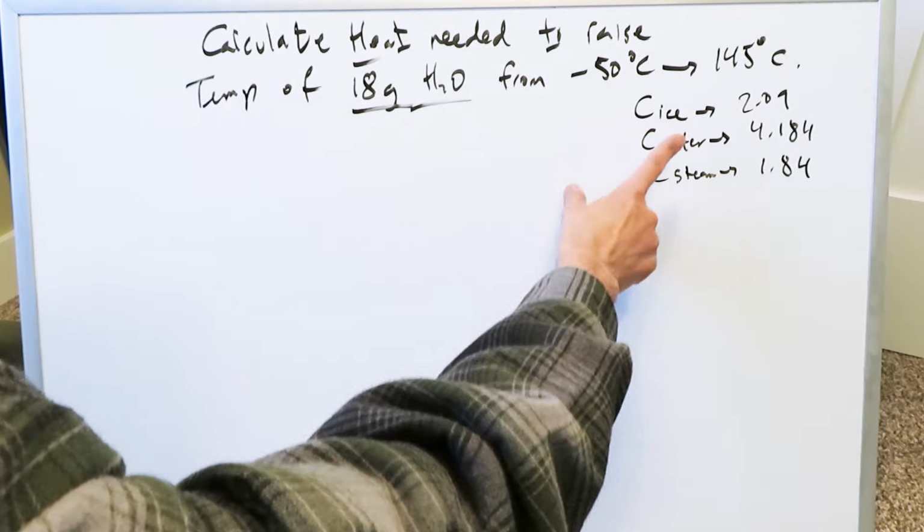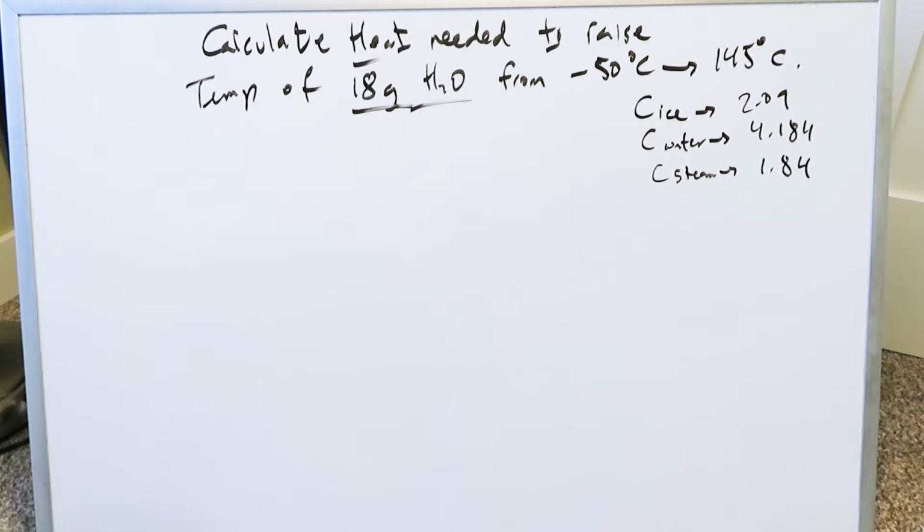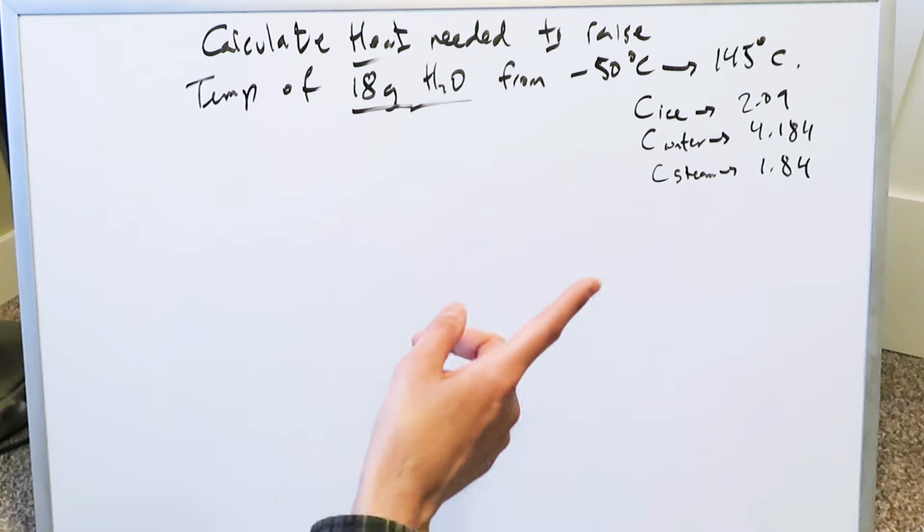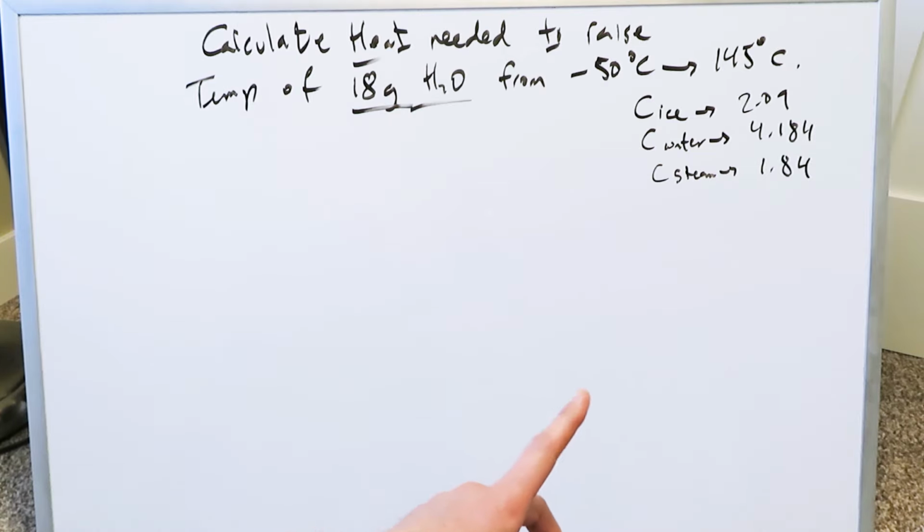The heat capacity for ice is 2.09. We're not looking at the units. The heat capacity for that ice is 2.09. For water in the liquid state, it's 4.184. And lastly, for water in terms of steam, it's 1.84.